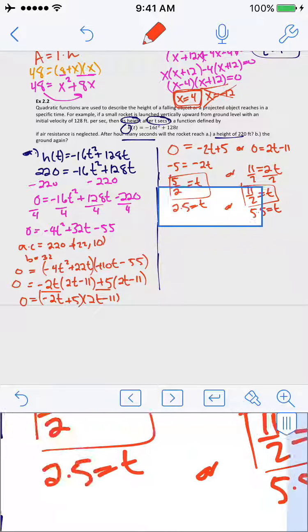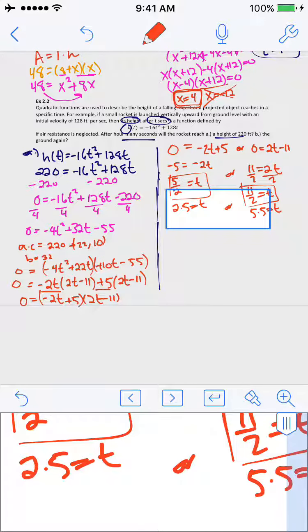Alrighty. So we solved it, right? Which one of these actually makes sense? That's that translate back part. It's hard, right? Because they're both supposed to be seconds. They actually both make sense.